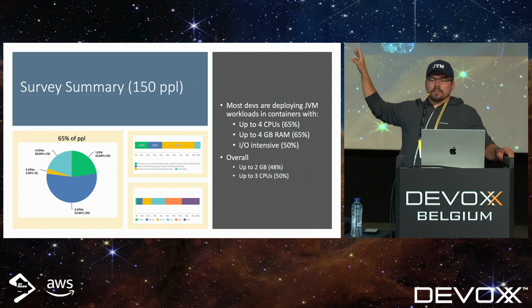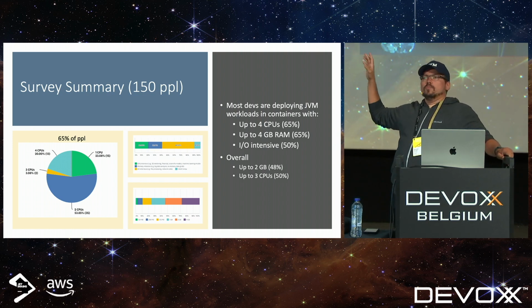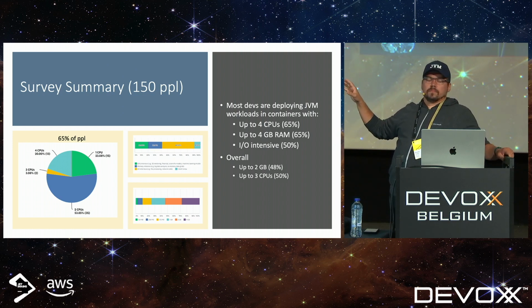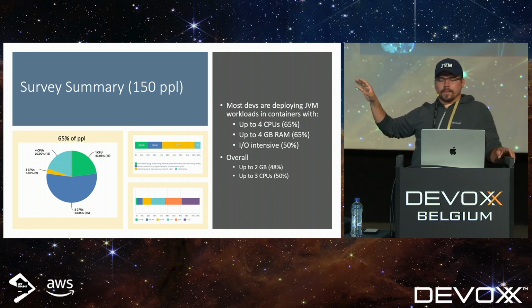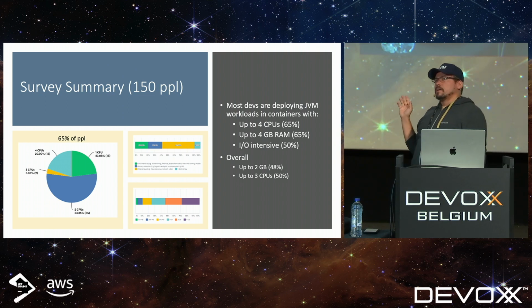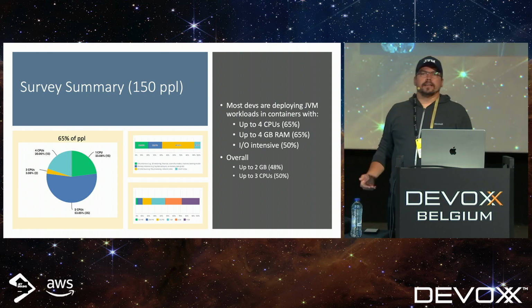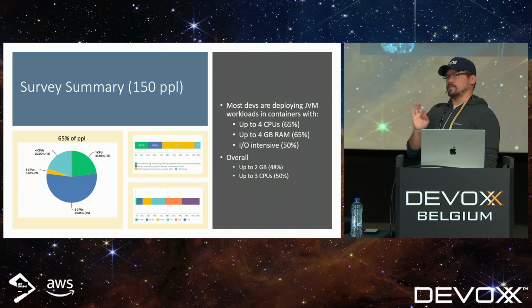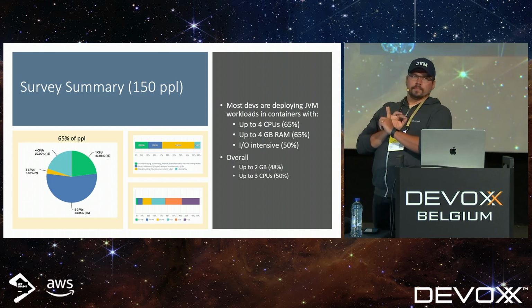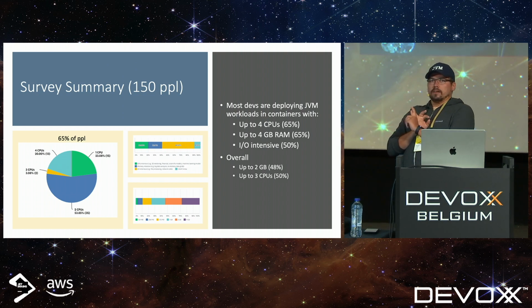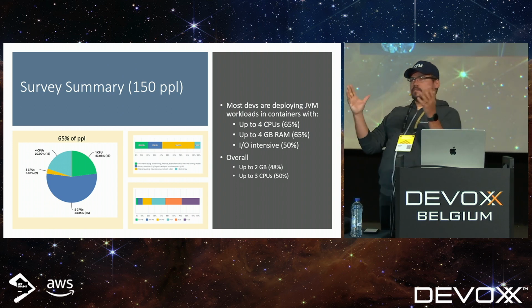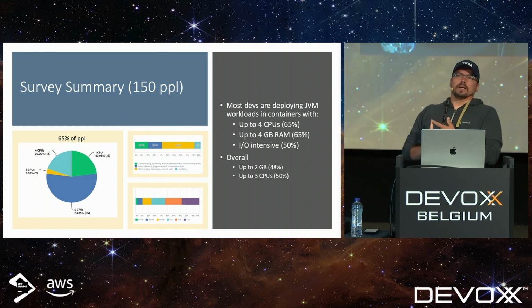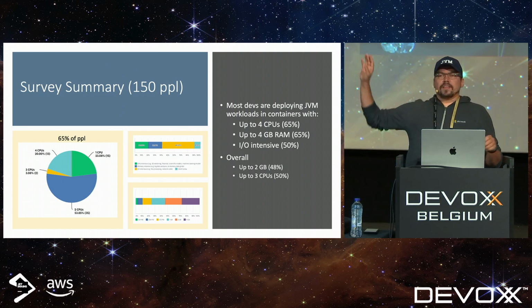Out of the 300 developers, 65% were deploying containers with no more than 4 CPUs, up to 4 gigabytes of RAM. And half of them characterized their workloads as I/O intensive. There are 3 types of applications, generally speaking. I/O intensive, which can be disk or network. CPU-bound applications that perform mathematical calculations or whatever, and memory-bound applications, analysis of like big data applications, for example. So half of them I/O intensive.